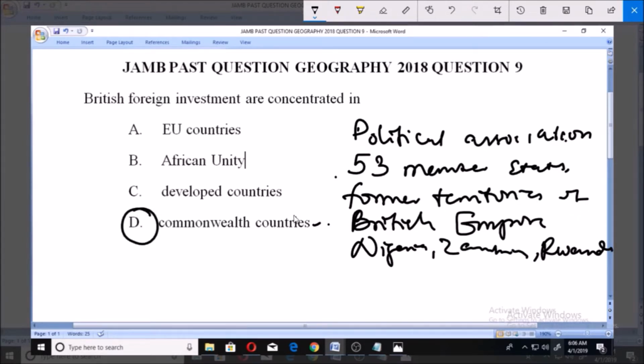So that makes option D the right answer, because Britain is the head of the Commonwealth and most of their investments are in the Commonwealth region.